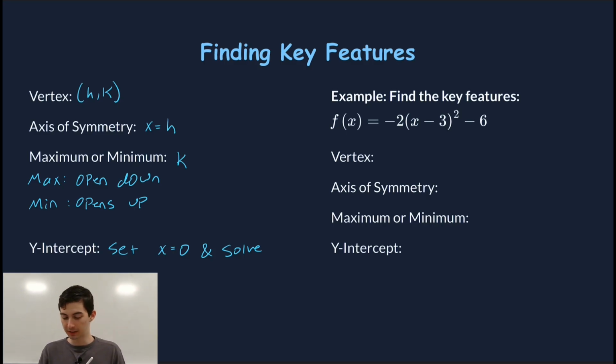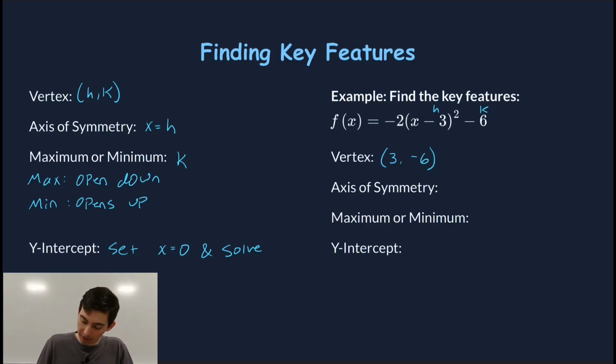We got f of x is equal to negative 2 times x minus 3 squared minus 6. We can find the vertex. Remember, my h is inside and my k is here. So my vertex point, remember, I'm always going to take the opposite sign of h. So since this is a negative 3, I'm going to have my h value be a positive 3. And then my k value, I'm going to keep the sign with it. So k is going to be negative 6. So this vertex is going to be at the point 3, negative 6.